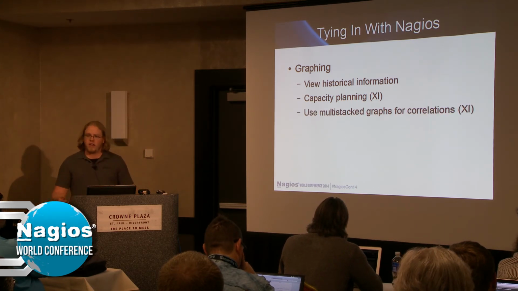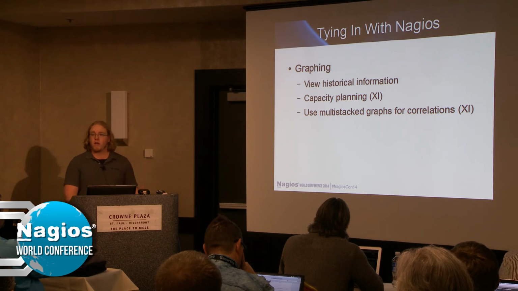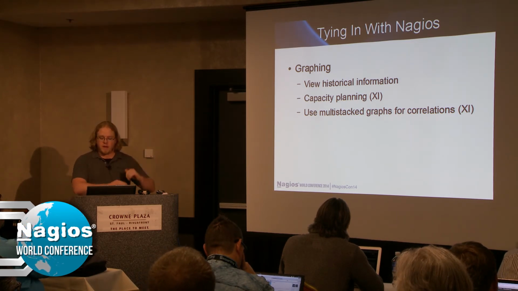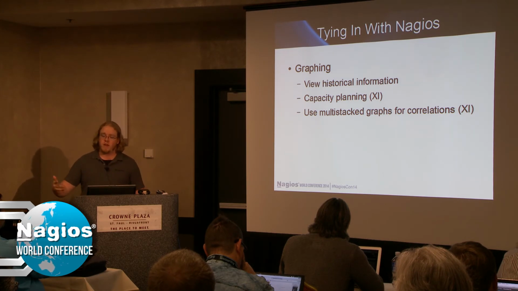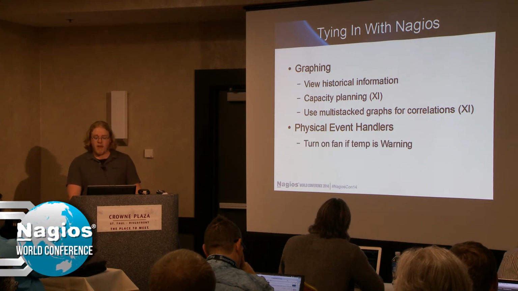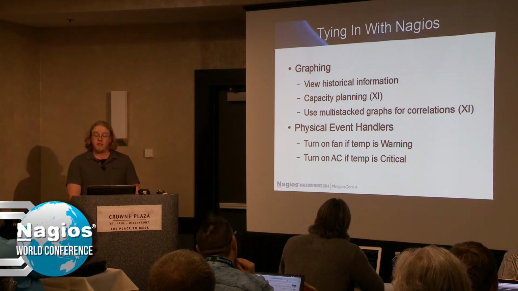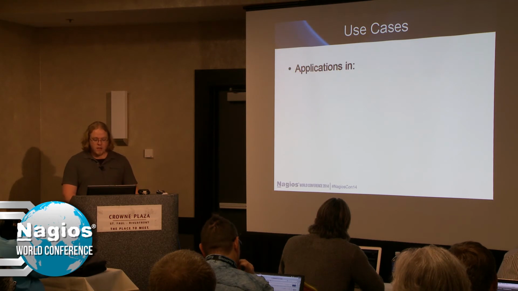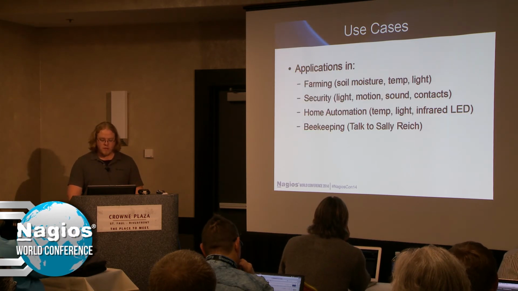Multi-stack graphs for the correlations, like I mentioned. If you're running a greenhouse for an urban garden or something, you can take a look at, okay, when the window is open in summer, the temperature drops this much. Kind of interesting. Physical event handlers, I'll skip over that. Basically, you could turn on a fan if the temperature is warning, turn on the AC if it's critical, so you could send that back through the Arduino itself. Use cases, I'm just going to skip over those.